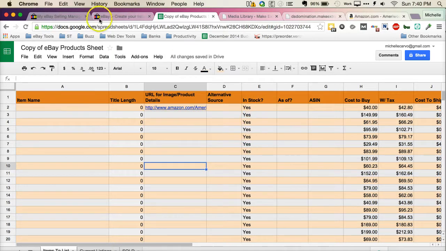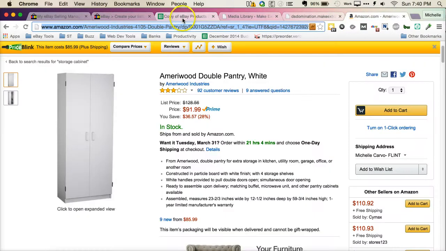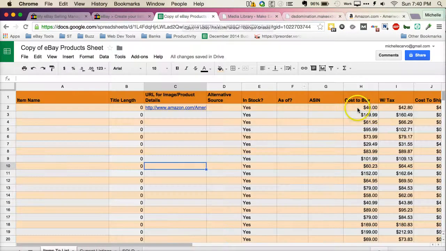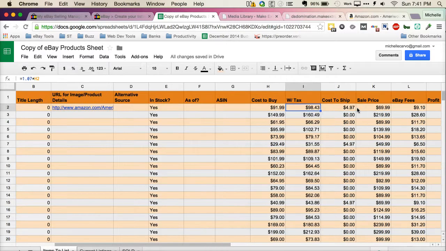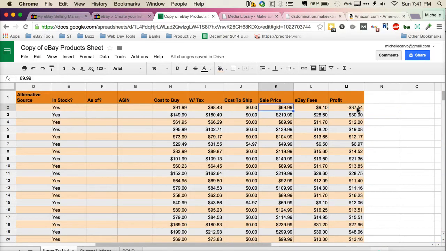And so that's going to be one item. We know that this particular item sells for $91.99. I like to factor in the tax, so I factor in a 7% tax rate. That ends up being around $98.43. Sometimes there's a cost to ship if you use other suppliers. For this one, it's just $0 because Amazon doesn't charge, since it's above $35. And here's the sale price. We're going to try listing that for $129, so it's going to give us a $14.66 profit.